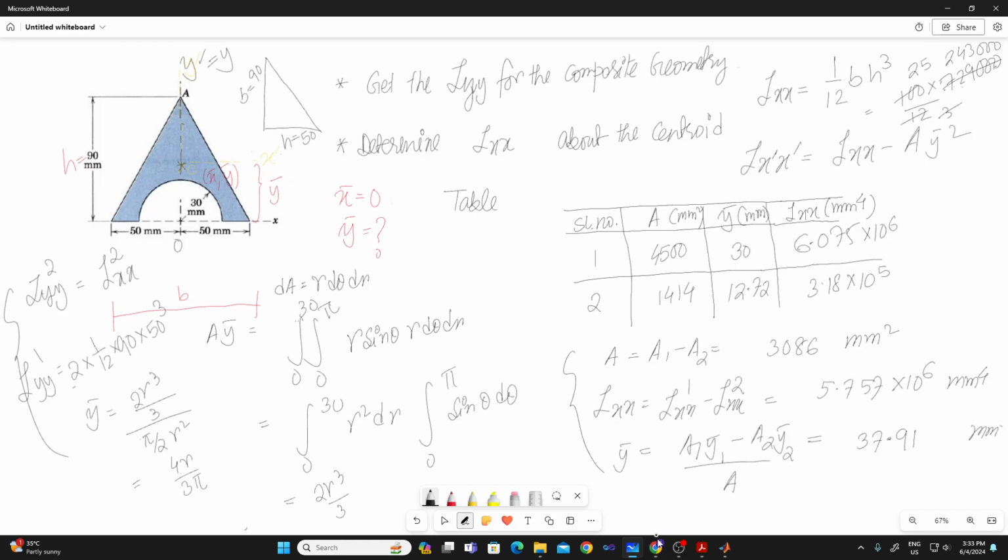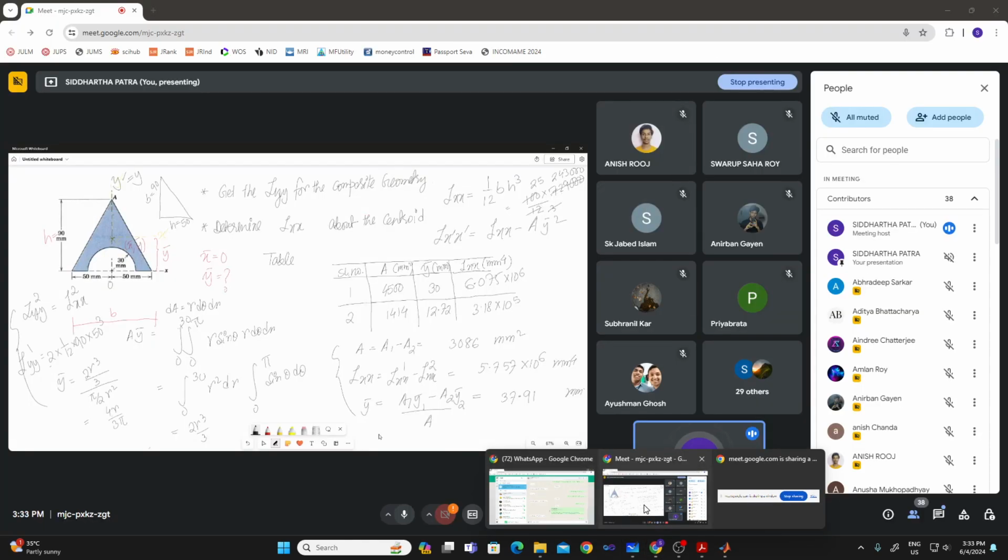Okay, so is that part clear? How to get the moment of inertia about the y axis? Yes, sir. Okay, so let's move on to the next problem.